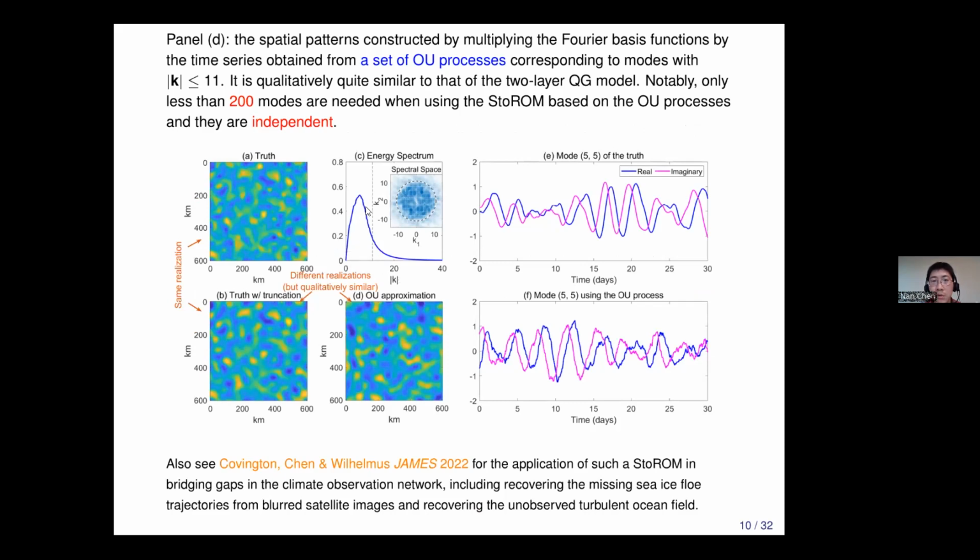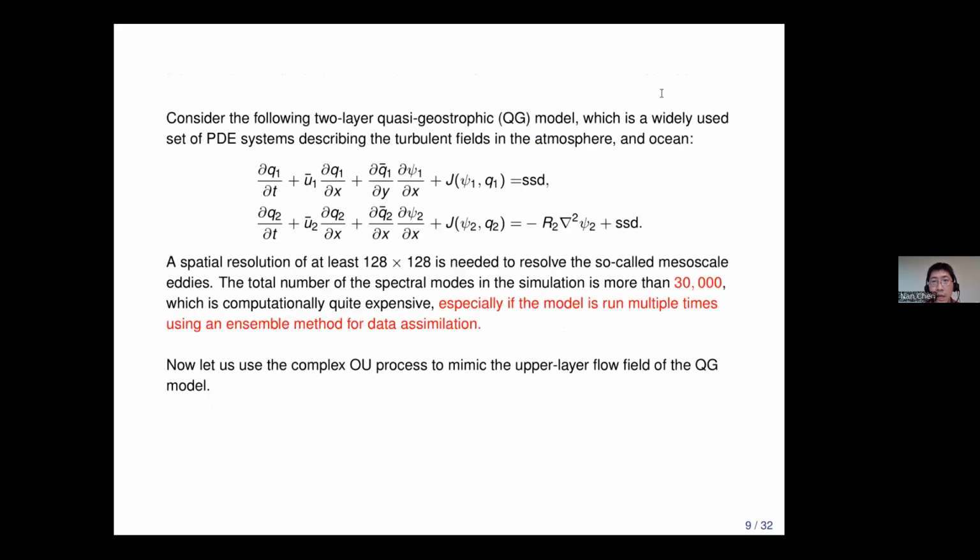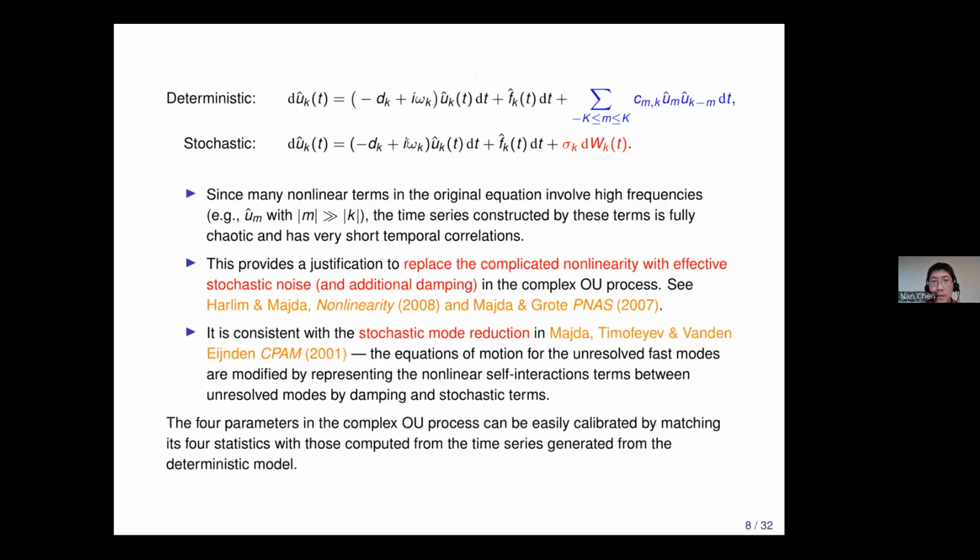And this is because when we look at the spectrum, after k equals 11, the energy is pretty small. So you can see after we do the truncation, we can still keep most of the features. But when you solve the PDE, you have to really resolve 128 times 128 because otherwise your solver can be quite unstable. So now we replace each of the Fourier modes, which will look like here, by this stochastic equation.